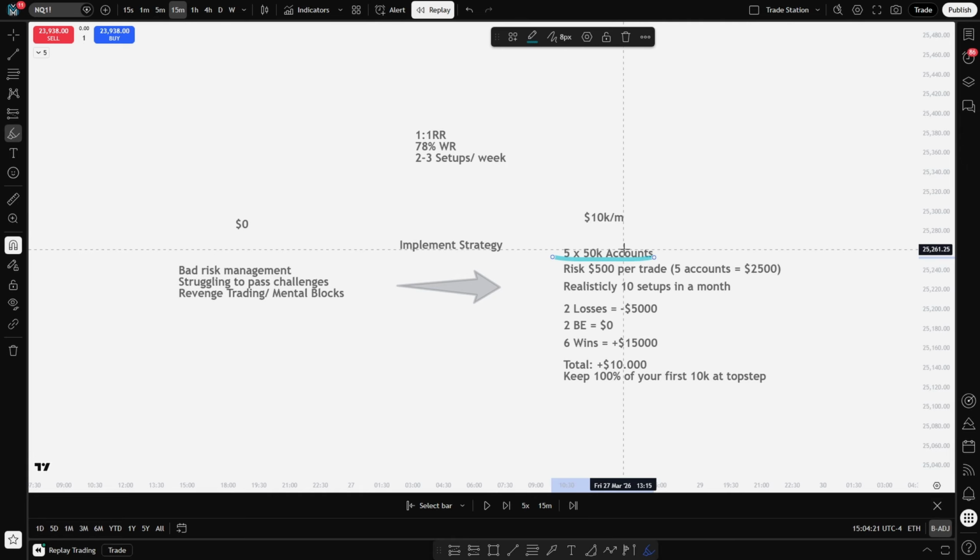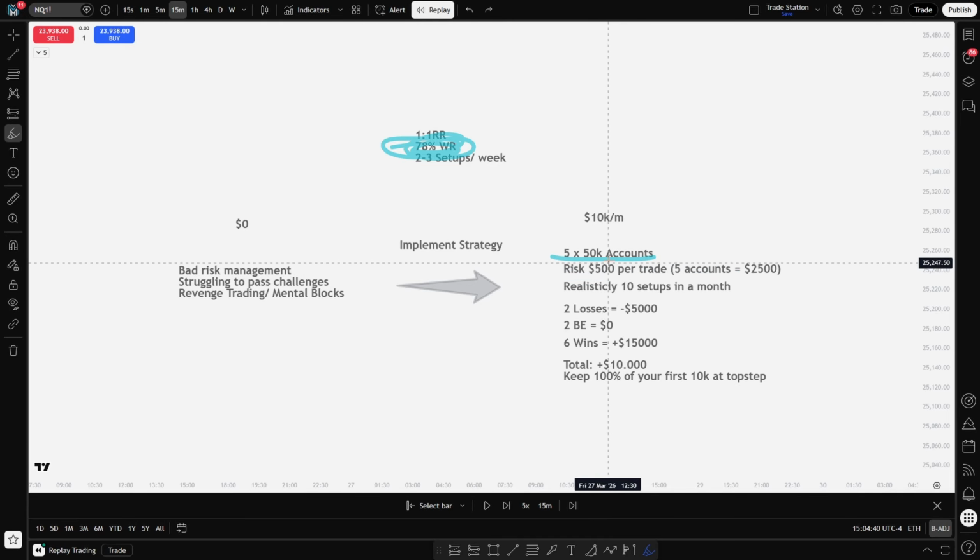Simply buy 5 50K accounts. Don't care where it is, whatever platform you want. Pass them, and once you're funded, simply risk 500 per trade. With this win rate, it is highly unlikely you're going to lose 4 times in a row. The max loss limit on nearly all firms is 2,000, so you can lose 4 trades and you blow the account. So risk 500 per trade, 5 accounts. That means if you're copy trading, it is $2,500 per trade that you risk.